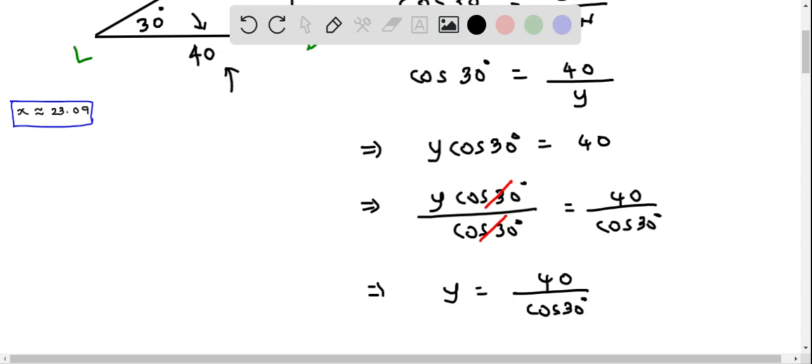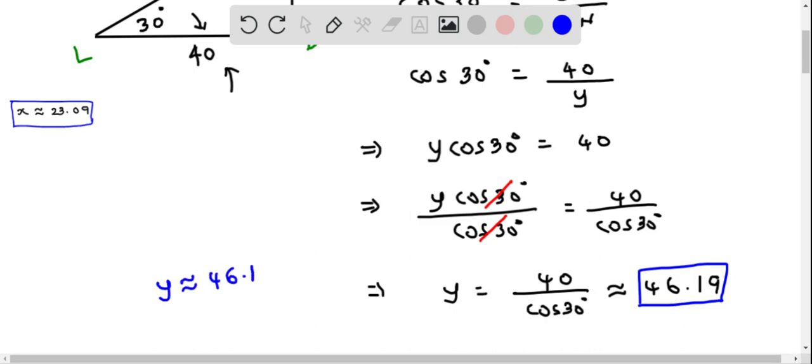Now let's plug this into the calculator. So I put 40 divided by cosine of 30 degrees, and this equals 46.18. So this is approximately, when rounded to two decimal places, 46.19. So y we are getting as 46 point, approximately 46.19.